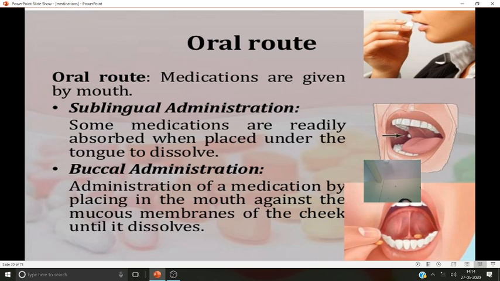Then coming to the oral route, medications are given by mouth. They will take by the mouth. Those drugs are called the oral route drugs. Then coming to the sublingual administration, some medications are readily absorbed when placed under the tongue to dissolve.